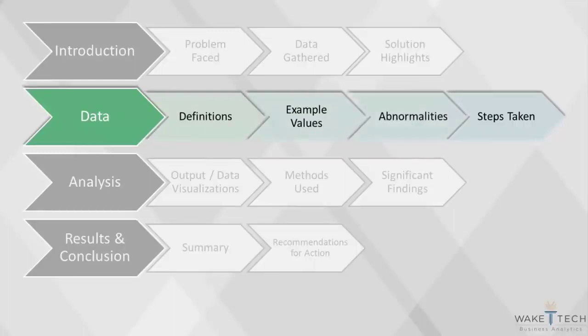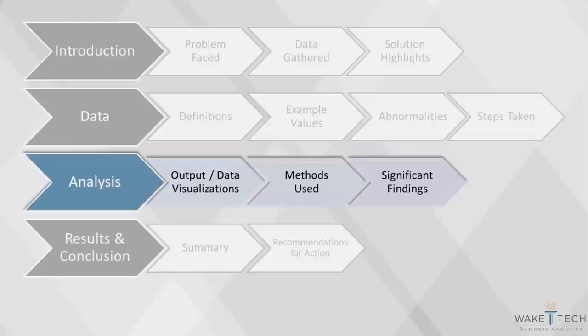Also, this section should mention any abnormalities in the data, such as missing values, and discuss the steps that were taken to clean and prepare the data for analysis. In the analysis section, the report should cover the thought process behind the analysis, including any output and data visualizations that are pertinent. Methods that are used should be introduced, along with a brief description for the reasons they were used, and possibly including references to external sources for further study.